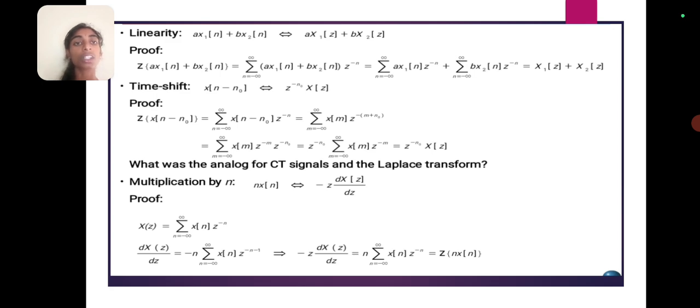What was the analog for CT signals and the Laplace transform? Multiplication by n: n x(n) gives minus z dX(z)/dz. Proof: X(z) is equal to summation of n equals minus infinity to infinity x(n) z^(-n). dX(z)/dz equals minus summation of n equals minus infinity to infinity n x(n) z^(-n-1), that is, minus z dX(z)/dz equals summation of n equals minus infinity to infinity n x(n) z^(-n), which is the Z transform of n x(n).